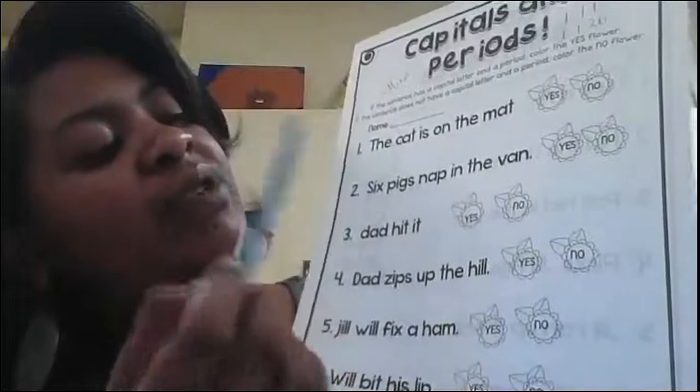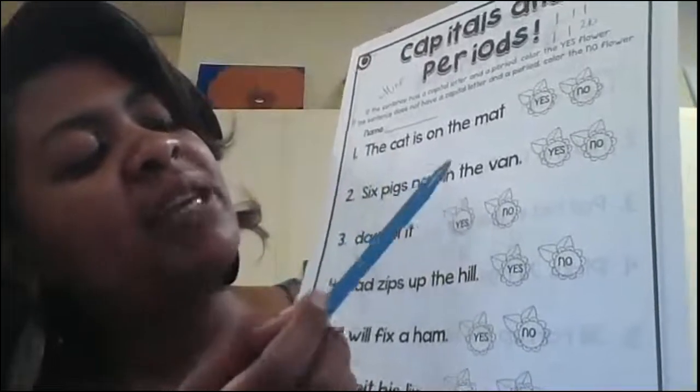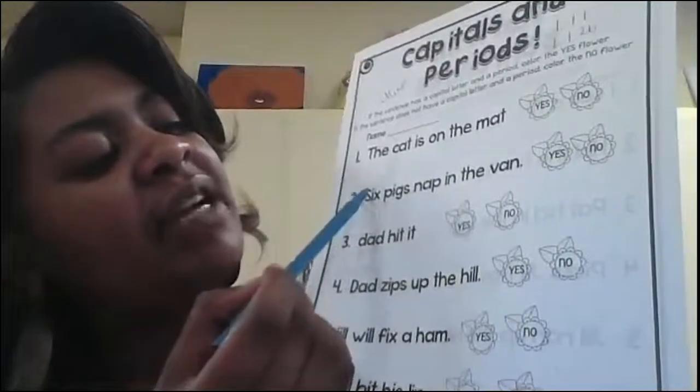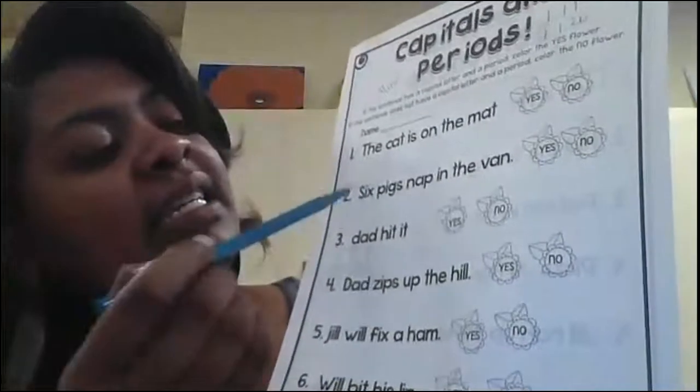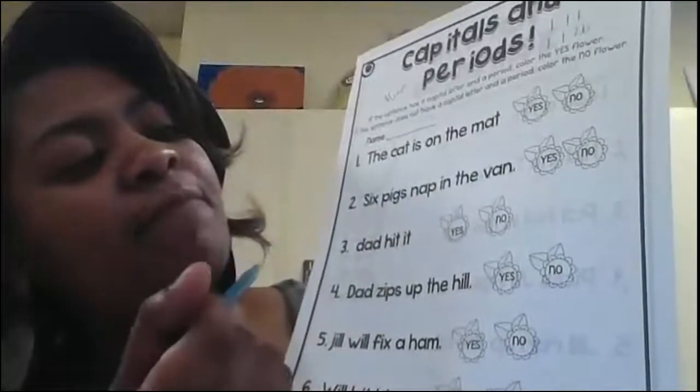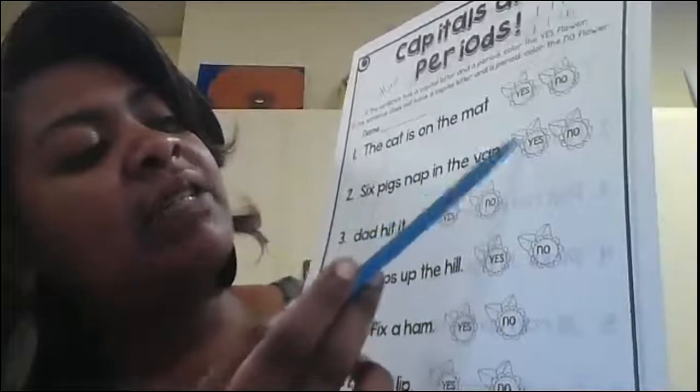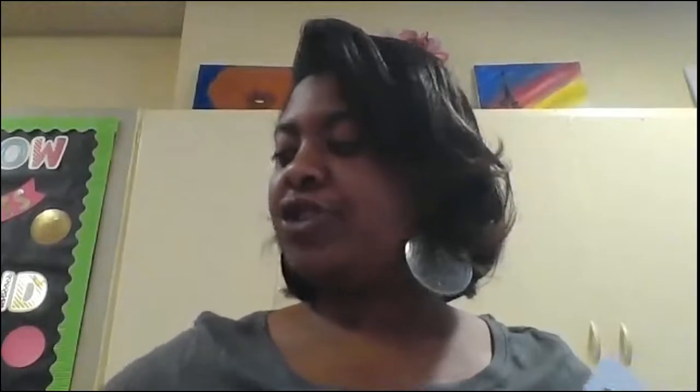All right, number 2. 6 pigs nap in the van. Does it have a capital letter? Yes, it does. Does it have a period? Yes, it does. So we're going to color the yes flower. So do that for what remains. Take a picture of it. Submit this assignment to your teacher.